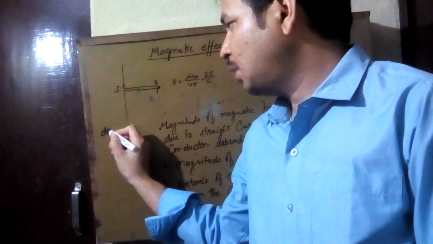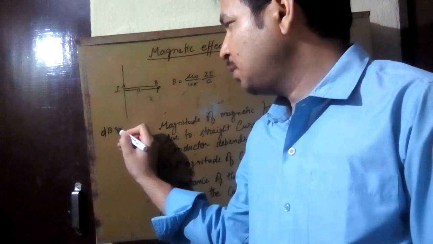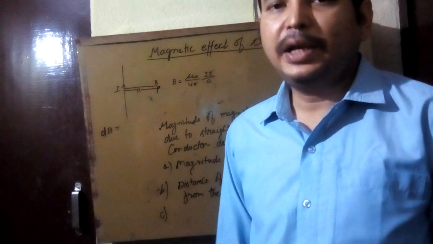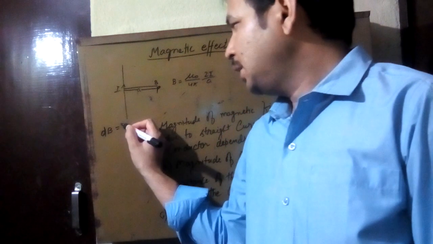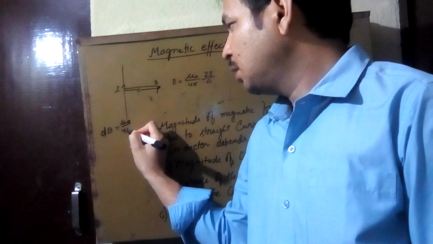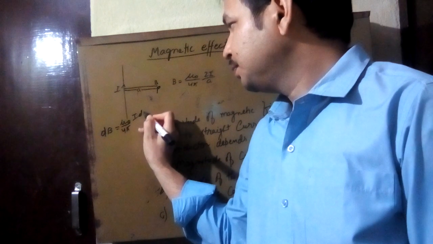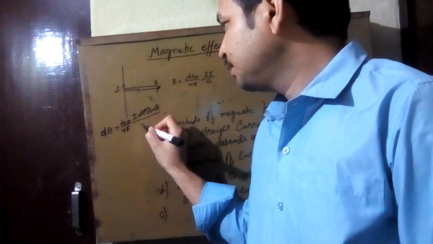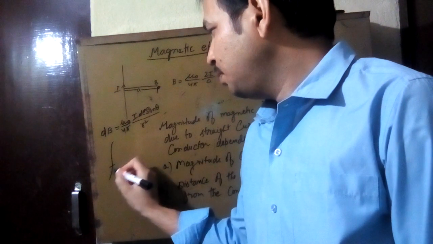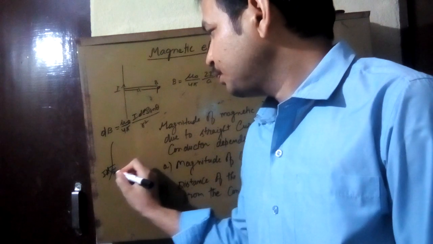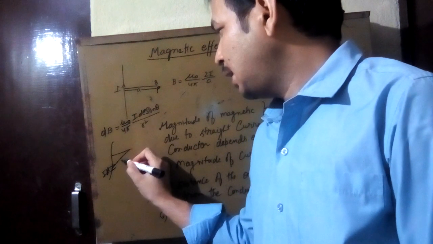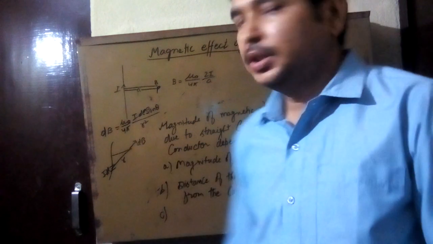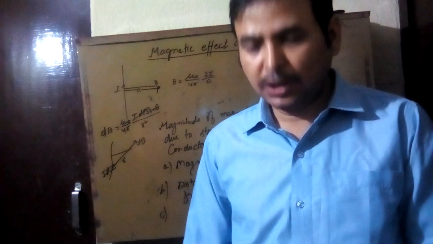for those students who want to know, the Biot-Savart law tells about the magnitude of the magnetic field at distance r due to current element IdL, and that is mu naught by 4 pi, IdL sin theta by r square. So this is the current carrying element IdL, at distance r, this is the magnetic field dB. These things are not in your syllabus, so don't concentrate on that.